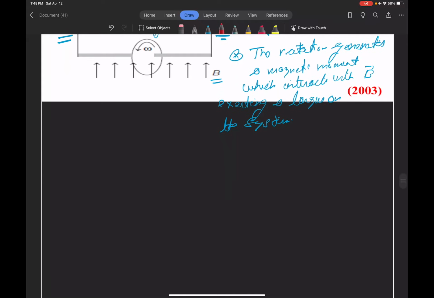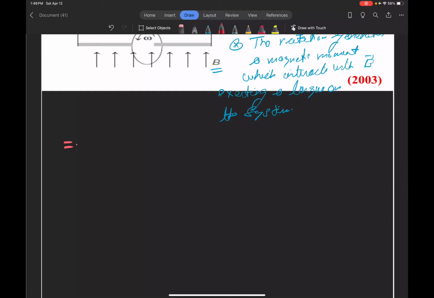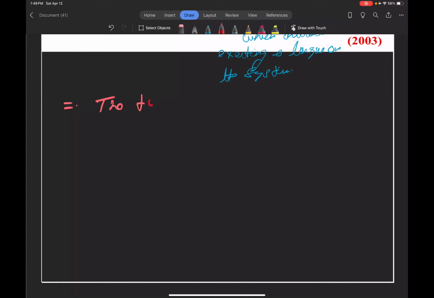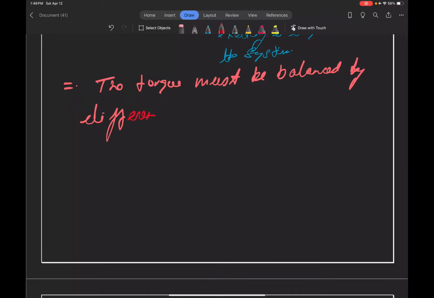So therefore you can say that due to the torque, which must be balanced, or we can say the torque must be balanced by different tensions in the two strings.